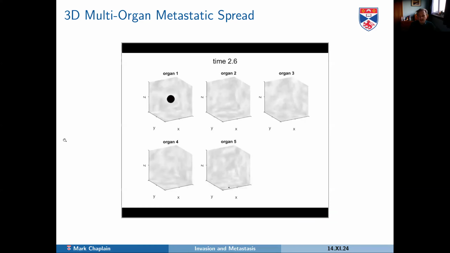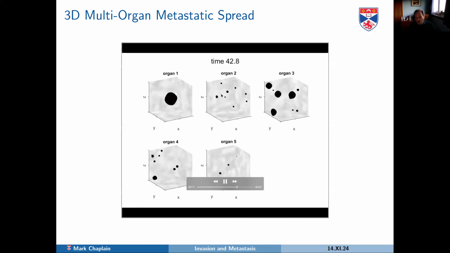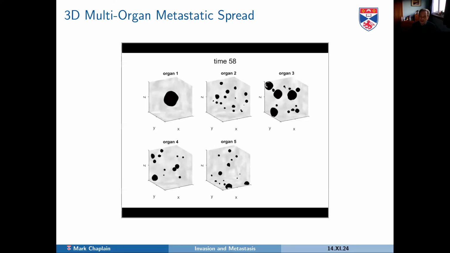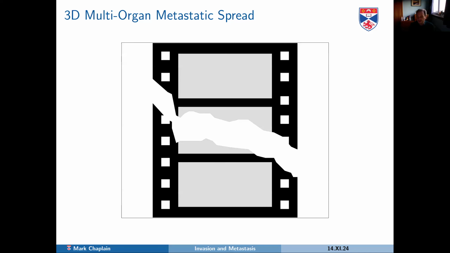And this is just a little movie. Here's our primary tumor located in our first organ. And then in this simulation, you can see the metastases are growing in, first of all, in organ 3, and then organ 4, organ 2, and then they also get to organ 5. This is a primary tumor with 4 metastatic secondary sites. So that's just a little insight into what we're pursuing at the moment.